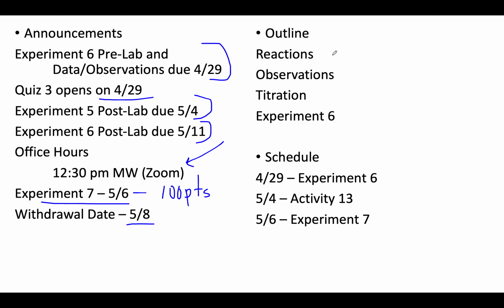So today what we're going to talk about is just a little bit about the reactions you're going to see, what you need to observe, and then we're going to talk quite a bit about the quantitative aspect of this experiment, which is the titration. There are several videos. You need to watch the videos and imagine how you would do this if you were in the lab. Our schedule coming up: experiment 6 is on Wednesday, then the following Monday is activity 13, and then the big experiment starts on May 6th.